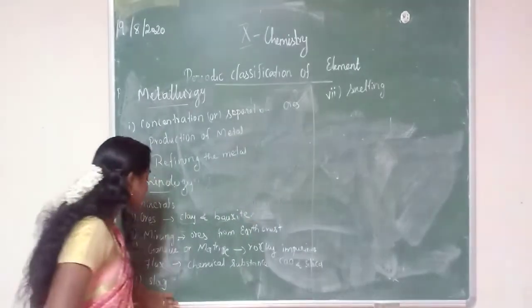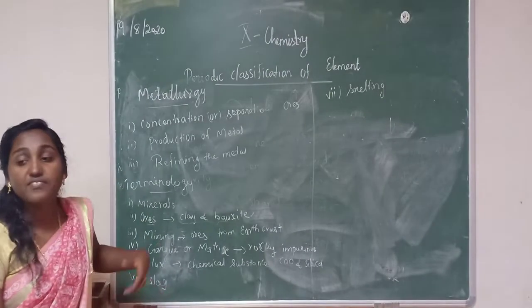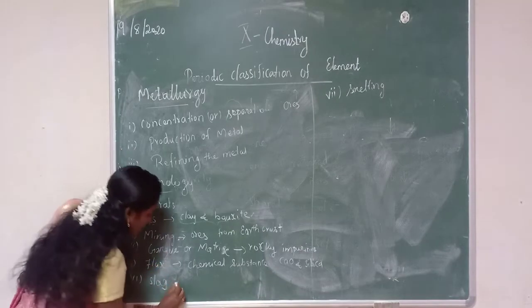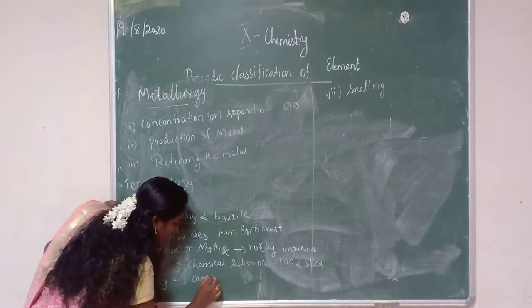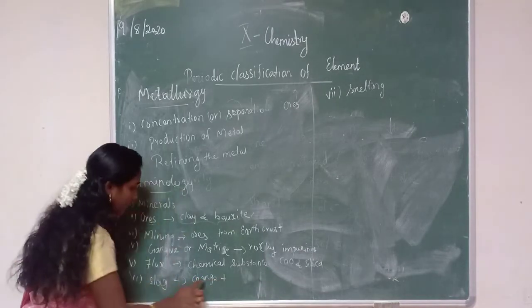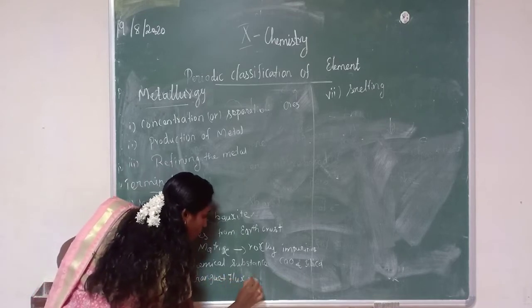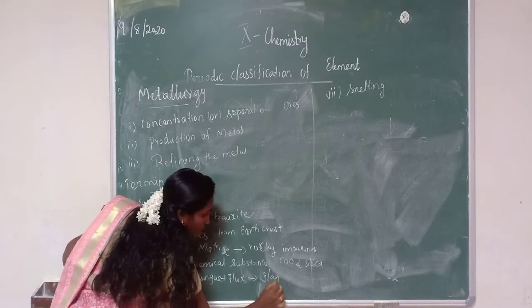Okay. The next is slag. Slag is a waste product. So here, gangue reacts with flux to form slag, the waste product.